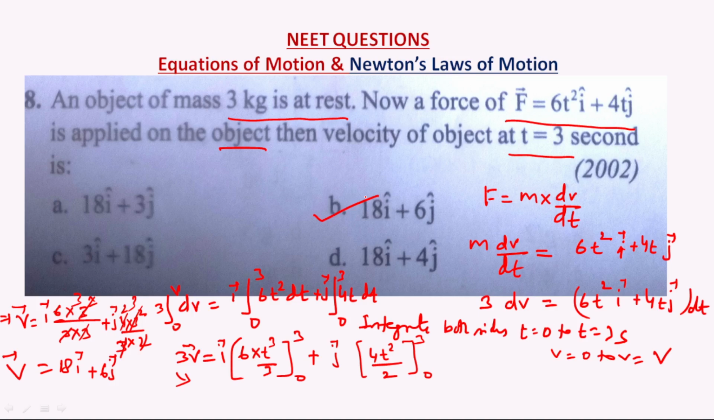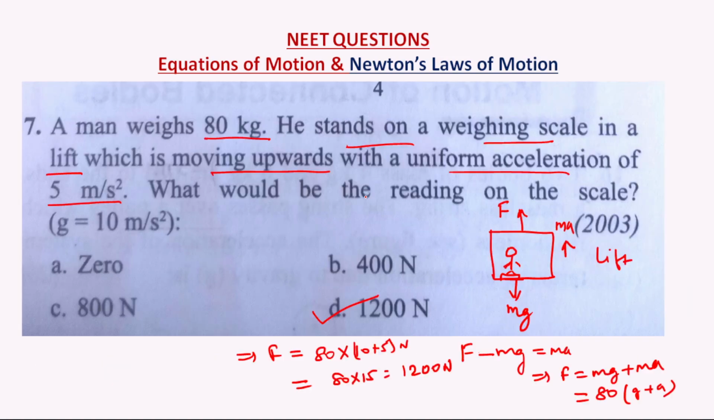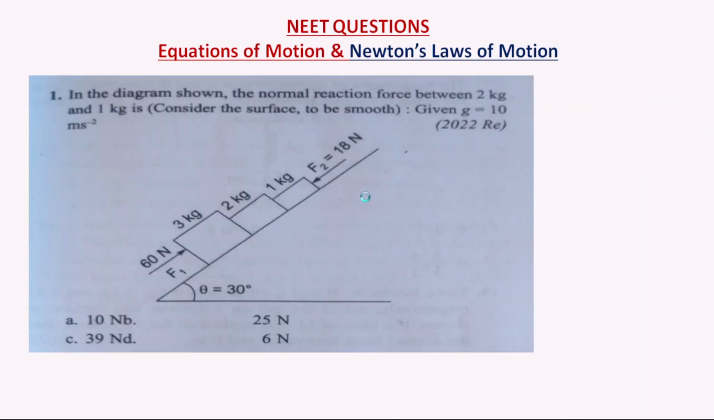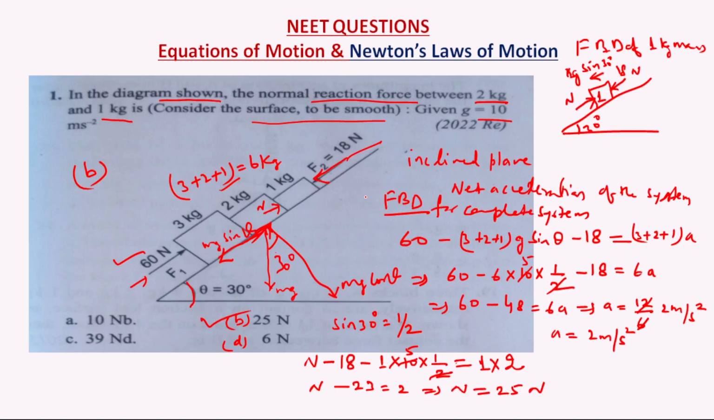So in this way we solved all the questions. Let us go for a quick revision of all the questions. Question number 1 was for an inclined plane. There we found net acceleration first, and then we went for the free body diagram of the 1 kg mass, and we found the equations and we solved for normal reaction.